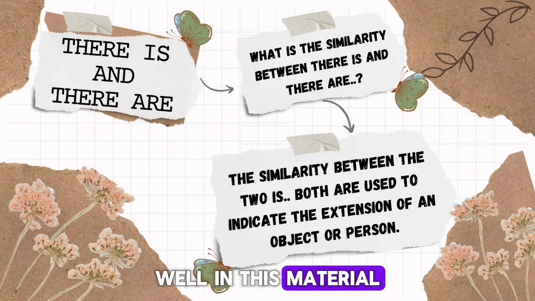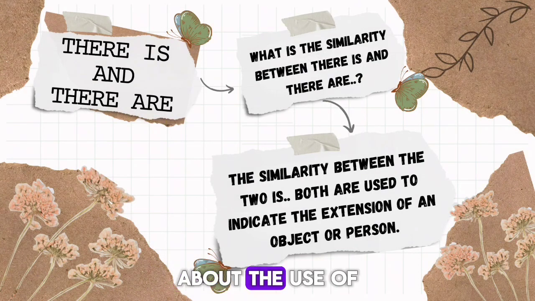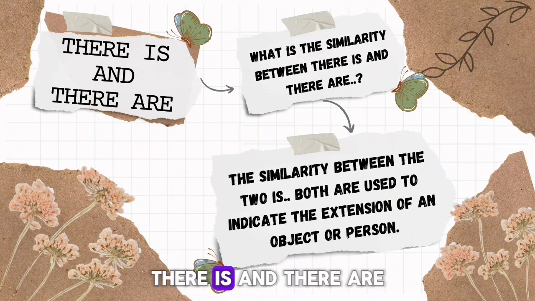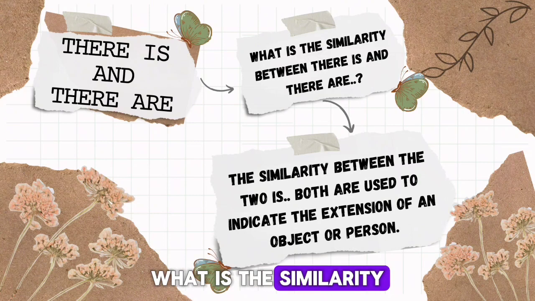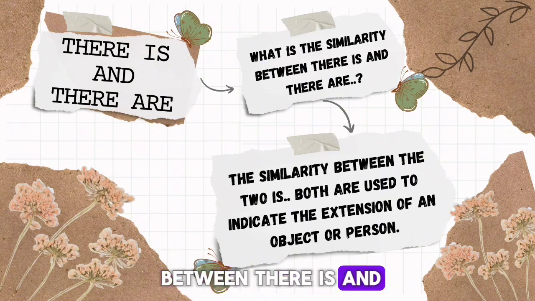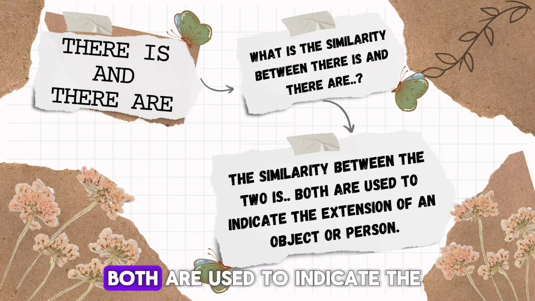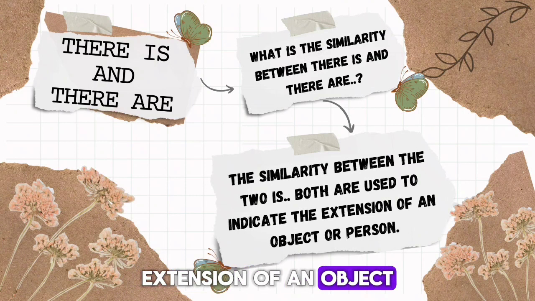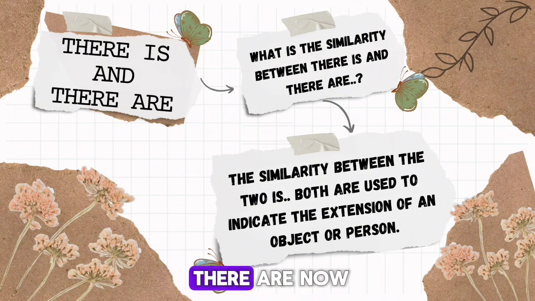Well, in this material, I will discuss and explain the use of the words there is and there are. Before that, what is the similarity between there is and there are? The similarity between the two is that both are used to indicate the existence of an object or person. That's the similarity between there is and there are.